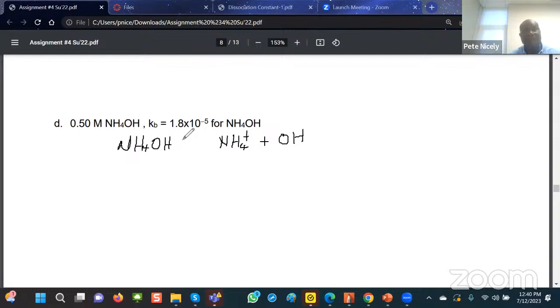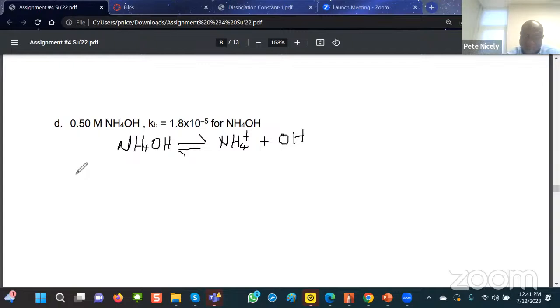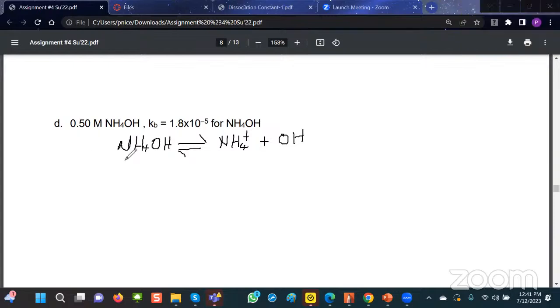Okay, what's the next step? Would you do an equation? No, because this is just a weak base. The other two examples that we looked at were salts, the sodium cyanide and the ammonium chloride. Okay, then you just do the ice table.